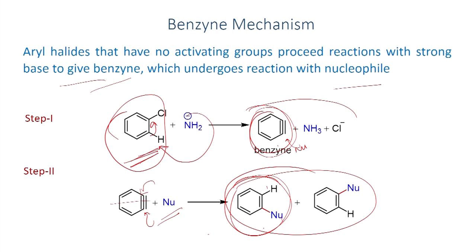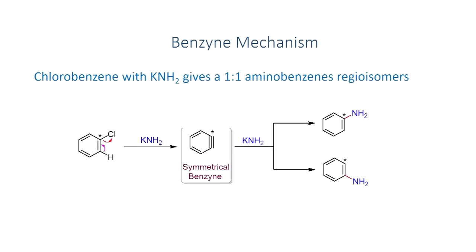For example, when chlorobenzene reacts with sodamide at low temperature in liquid ammonia, you can generate the benzyne, which can readily react with the nucleophile to give this addition product. Here the mechanism is shown. Now, let us look at the reaction with the labeled carbon. Here you have the Cl present here. When you react with potassium amide, a strong base, it can deprotonate this proton. So, you can make the benzyne.